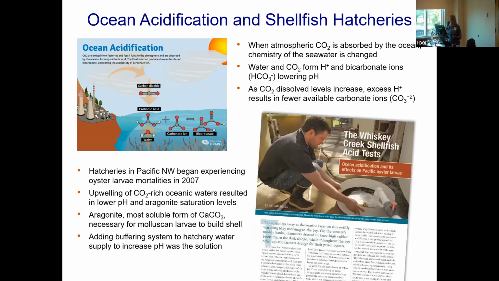In 2007, hatcheries in the Pacific Northwest began experiencing massive oyster larva mortalities. The problem turned out to be upwelling of carbon dioxide-rich oceanic waters, resulting in lower pH and aragonite saturation levels. We know aragonite is one of the minerals of calcium carbonate. It's not the most prevalent, but it is the most soluble form available in water, and it is necessary for molluscan larvae to initiate their new shell. The solution was simply adding a buffering system to their water supply source to increase pH.